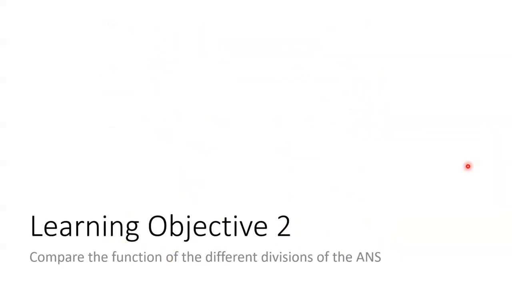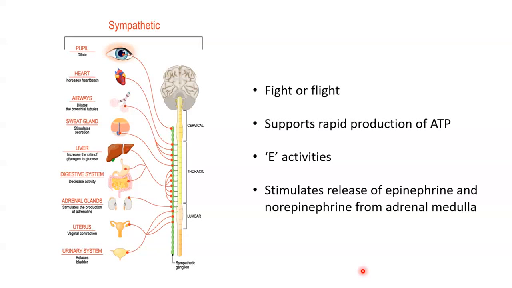And so that is going to be the focus of learning objective number 2. We're going to look at comparing the function of the two divisions of the autonomic nervous system. And so ANS here, autonomic nervous system. As I mentioned earlier, most of the organs of the body receive innervation from both divisions of the autonomic nervous system. Typically, they will work in opposition to one another. So if the sympathetic nervous system does one thing, the parasympathetic nervous system will typically do the opposite.